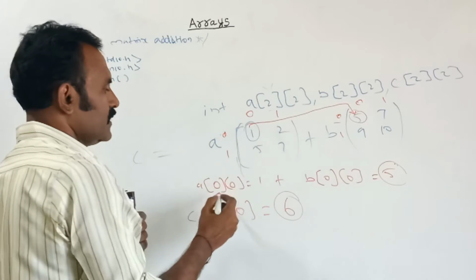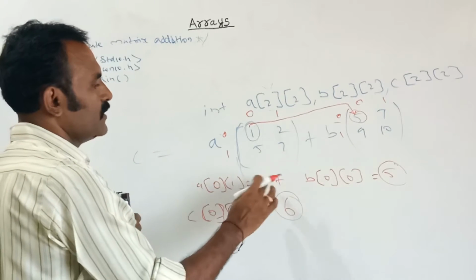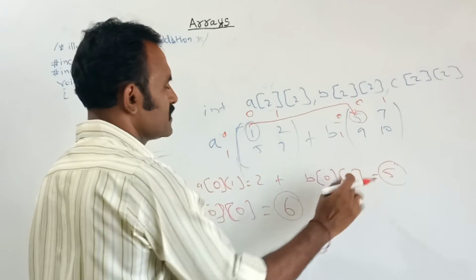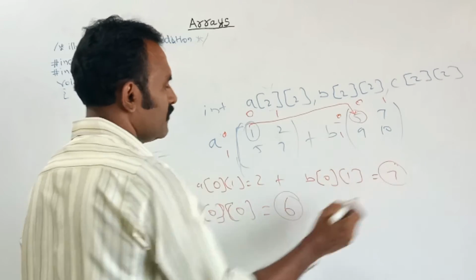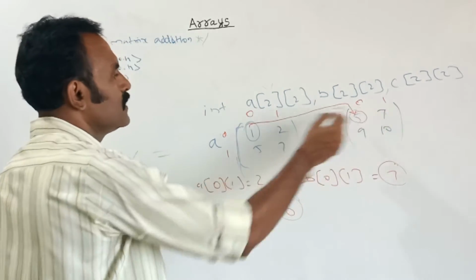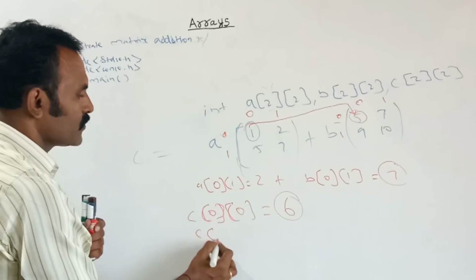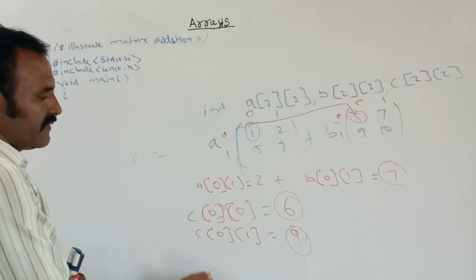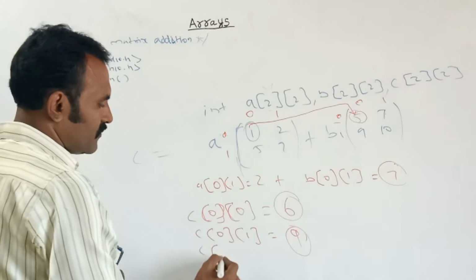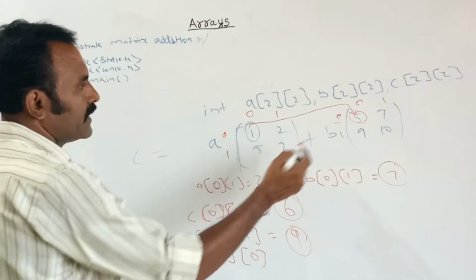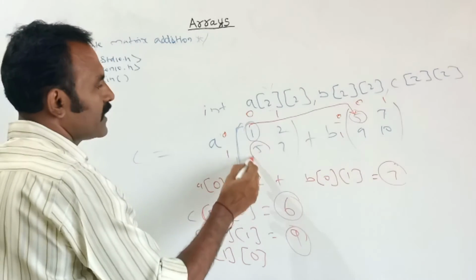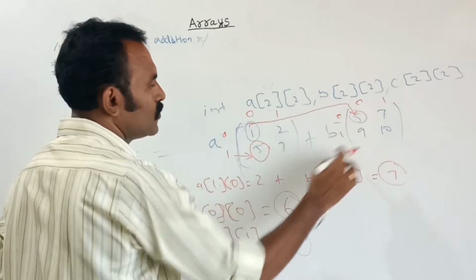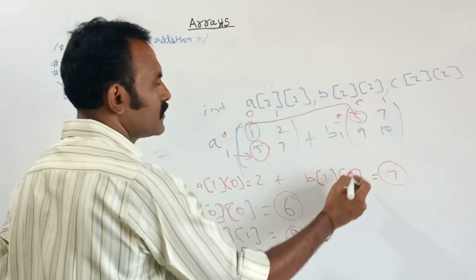Here A of 0th row first column, what is the value? The value is 2. In the same way, B of 0th row first column, what is the value? The value is 7. Now we should add these two, that is 7 plus 2, that is 9, and we should store it in the 0th row, first column. The result is 9. In a similar way, we can store C of first row 0th column. Here in C of first row 0th column, we should add A of first row and 0th column and B of first row and 0th column.